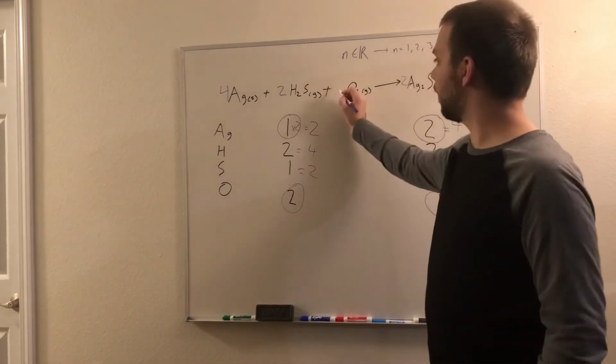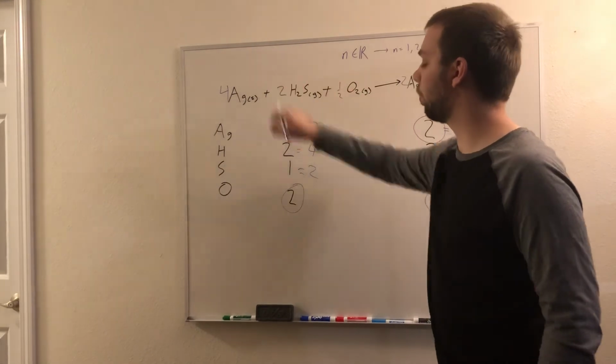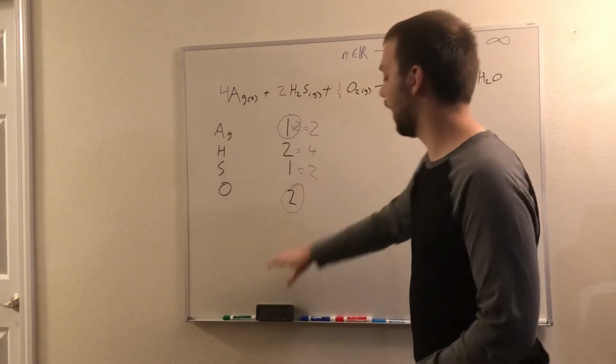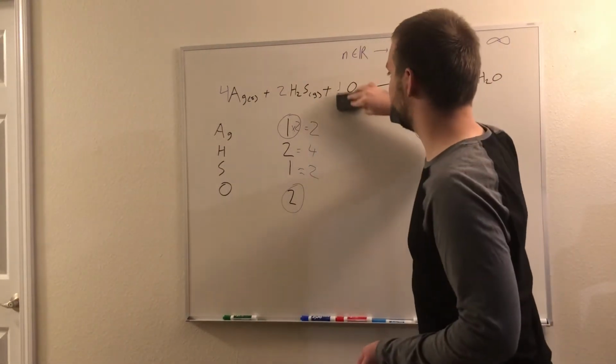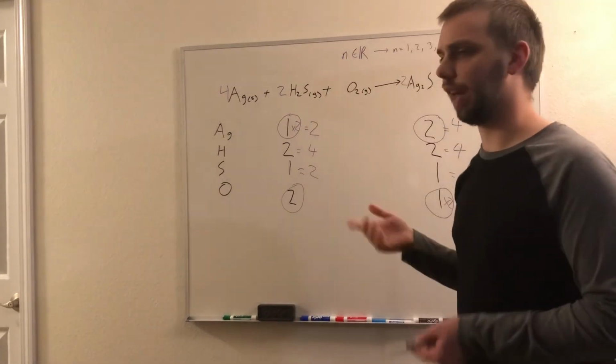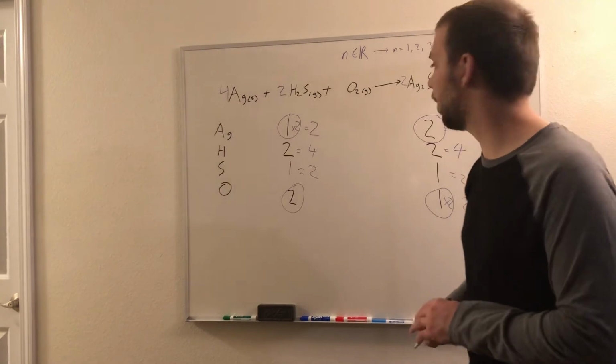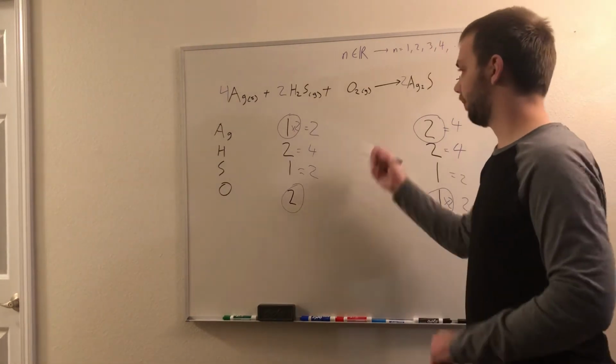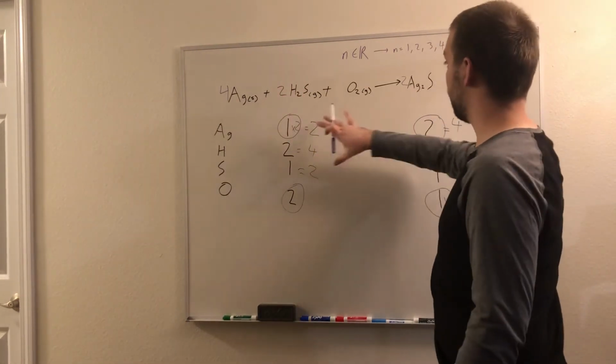Because if we were to have this half here, we would have had to multiply everything by 2 to put this at a whole number 1, if that makes sense. If that doesn't make sense, I can explain that more in a different video or a Zoom conference or something. So now let's count all of our atoms.